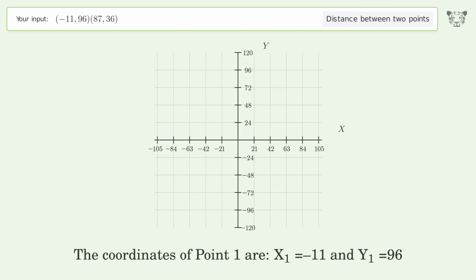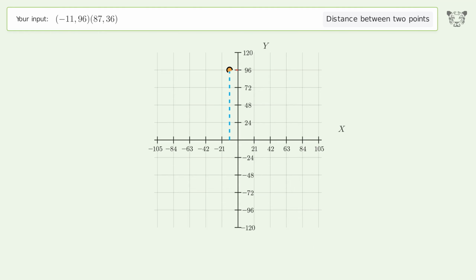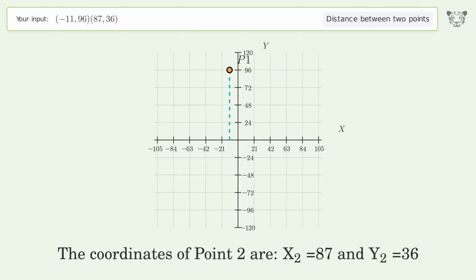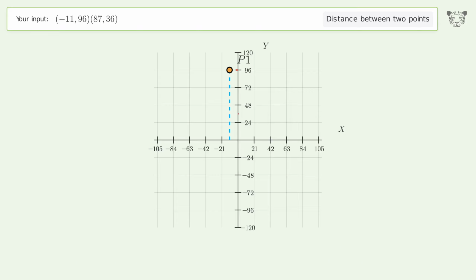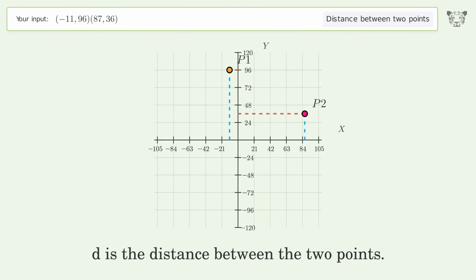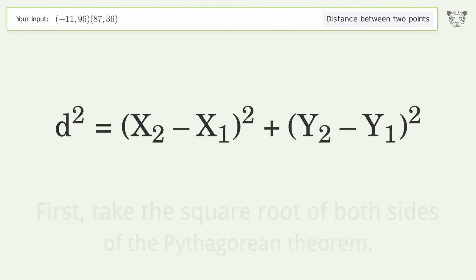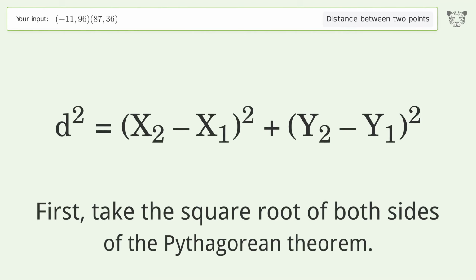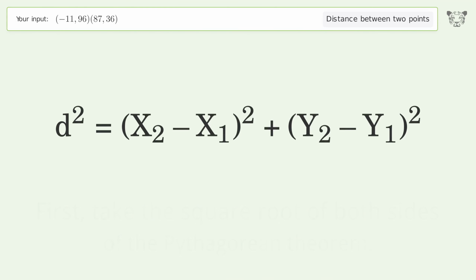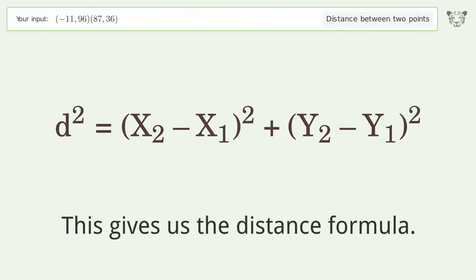The coordinates of point 1 are x1 equals -11 and y1 equals 96. The coordinates of point 2 are x2 equals 87 and y2 equals 36. D is the distance between the 2 points. First, take the square root of both sides of the Pythagorean theorem. This gives us the distance formula.